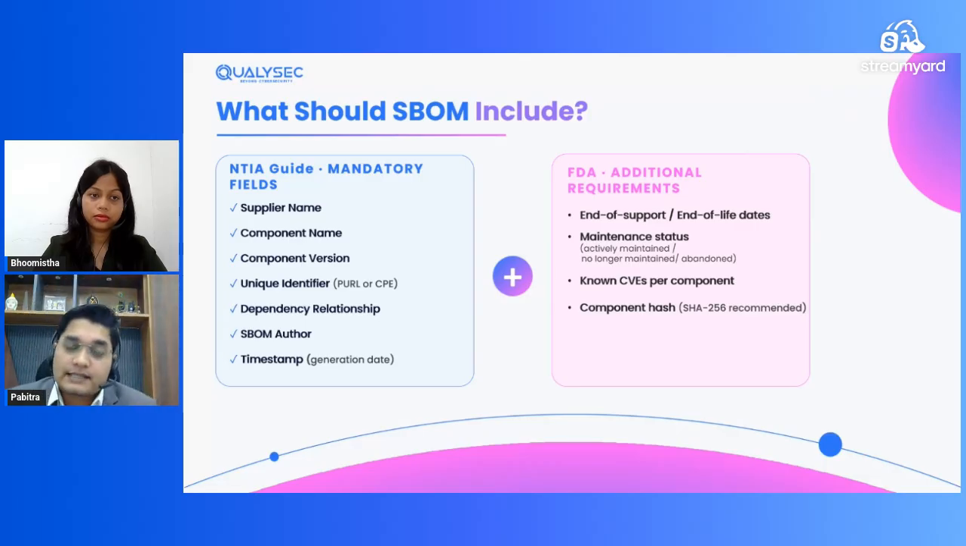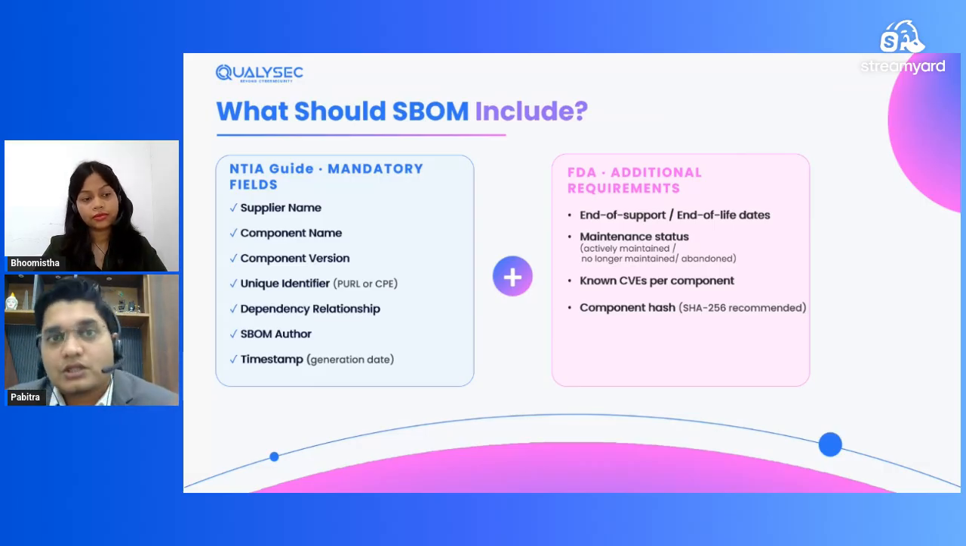Then the component hash. Usually the FDA recommends SHA-256 to give a component hash. So using these things, you have to create this SBOM report. And this SBOM report is going to help you throughout the software development life cycle. It is not just a single page that you build, right?